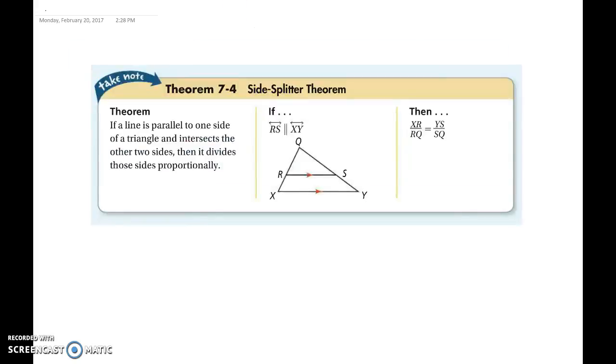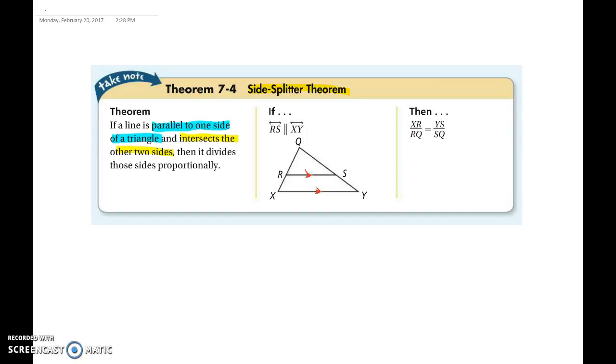So the first thing we're going to talk about is the side splitter theorem. What this is stating is that if you have a side that is parallel to one side of a triangle, and they let us know that it is parallel here by the arrows, and it intersects the other two sides, then it divides those sides proportionally, meaning that it will create a proportion that will work, that when we cross multiply, they will be equal to each other. So it will create two congruent ratios.